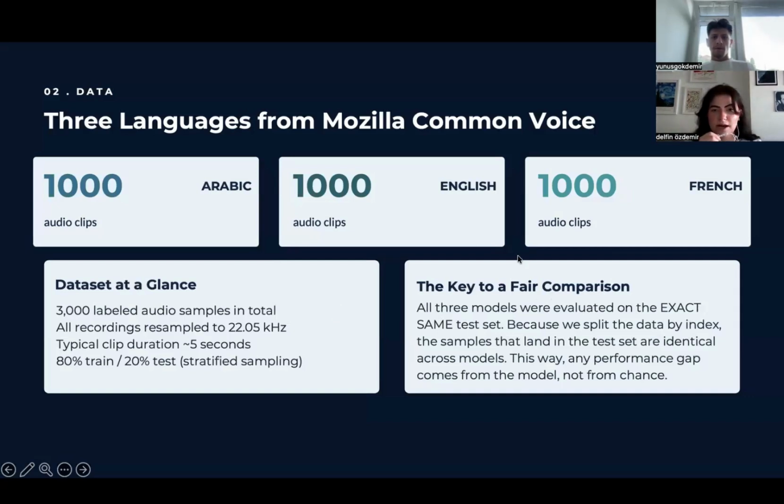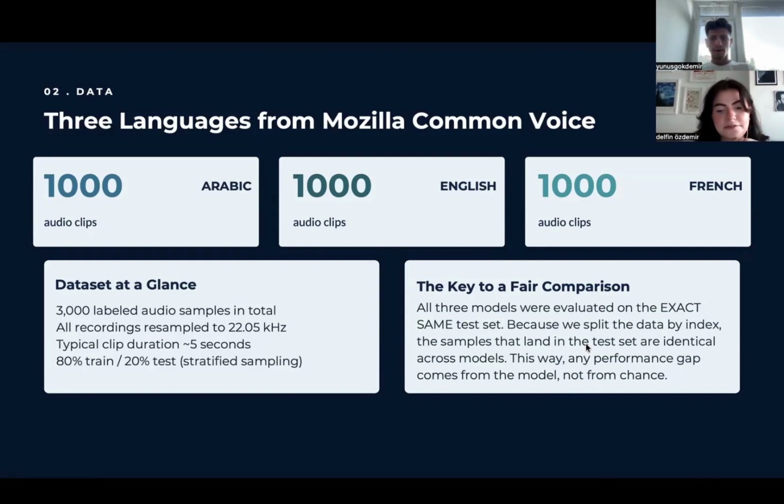So let's talk about our data. We used the Mozilla Common Voice corpus, which is a large open crowdsourced speech dataset. We chose three languages, Arabic, English, and French, and took 1,000 clips from each, for a total of 3,000 labeled audio recordings. A few technical details matter.